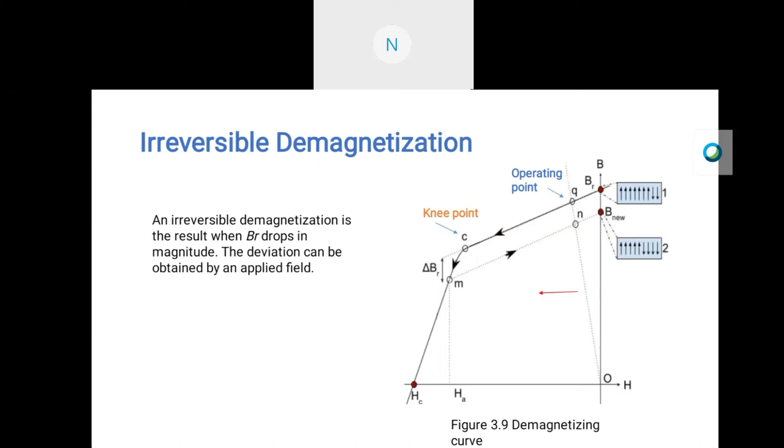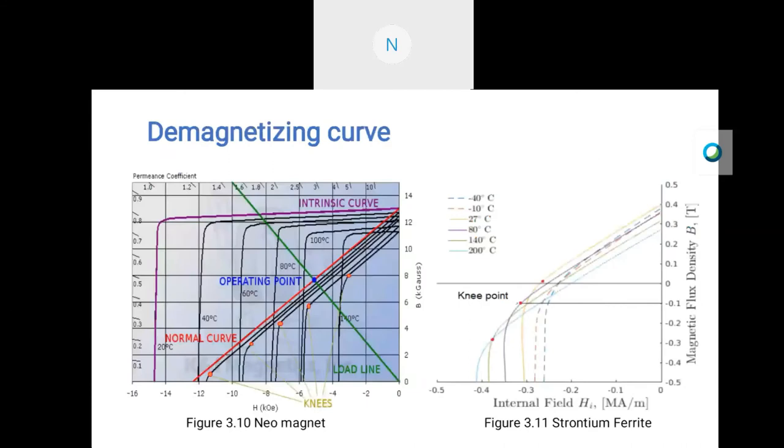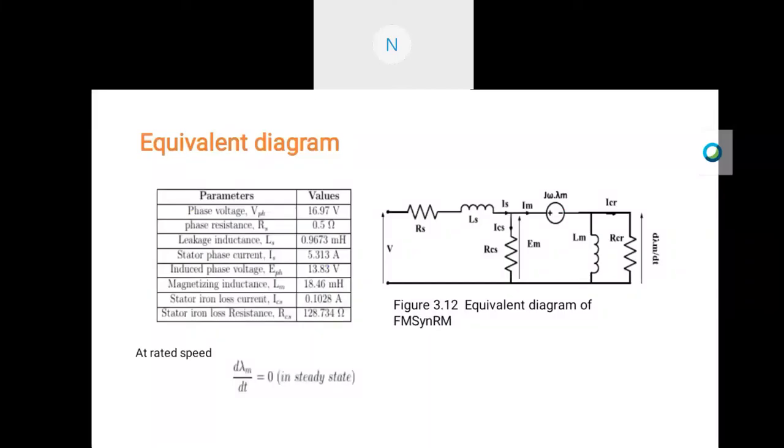So in the next slide, I have attached two curves, comparing two magnets. One is the rare earth magnet, which is the neodymium magnet, and the other one is the strontium magnet. In the next lecture, we use the demagnetizing curve.